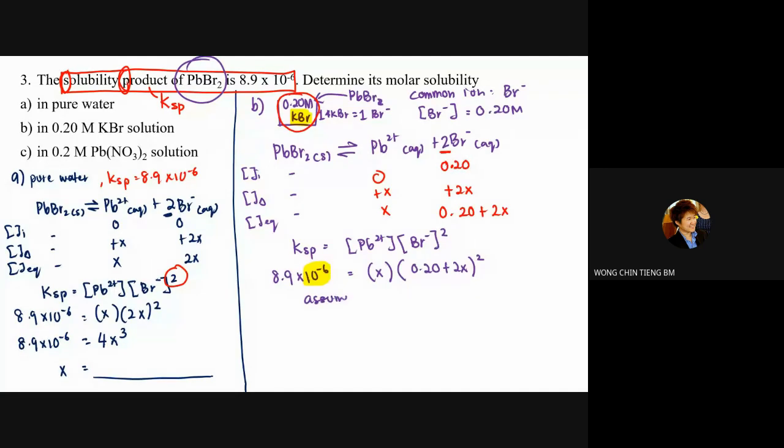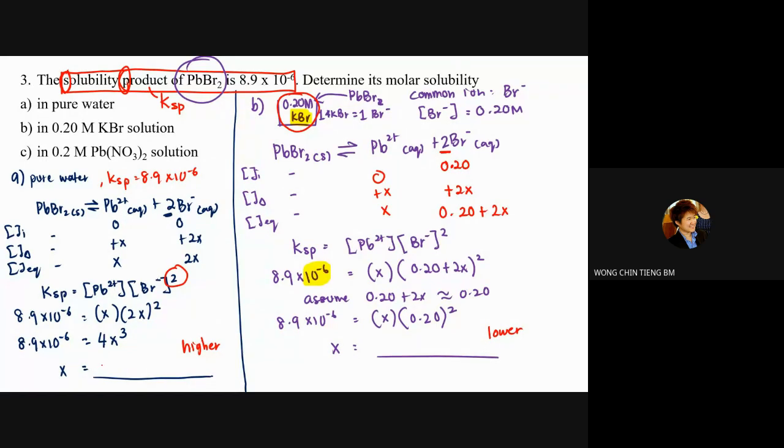Therefore, kita akan assume terus 0.2 plus 2x will then equal 0.2. Therefore, kamu akan dapat terus 8.9 darab 10 kuasa negatif 6 equals to x times 0.2 kuasa 2. Jangan hilangkan. Sayang, kita buat assumption untuk yang tu je. Kuasa 2 tak hilang. Yang tu tak boleh hilang. Okay? And then you will get your x over here. Dan Aiman say the x over here is higher, the x over here is lower. Yang lain setuju?